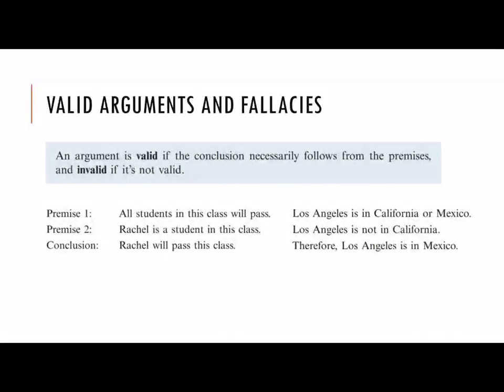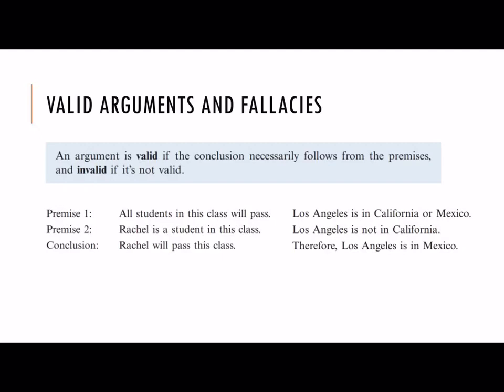When we looked at deductive reasoning and inductive reasoning, we talked about arguments as either valid or invalid. And what we mean by a valid argument is one where the conclusion necessarily follows from the premises, and an argument would be invalid if it's not valid. Right? So here are two examples.